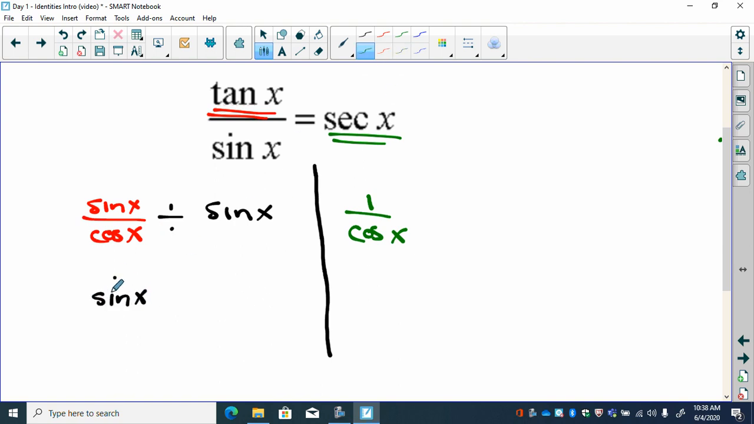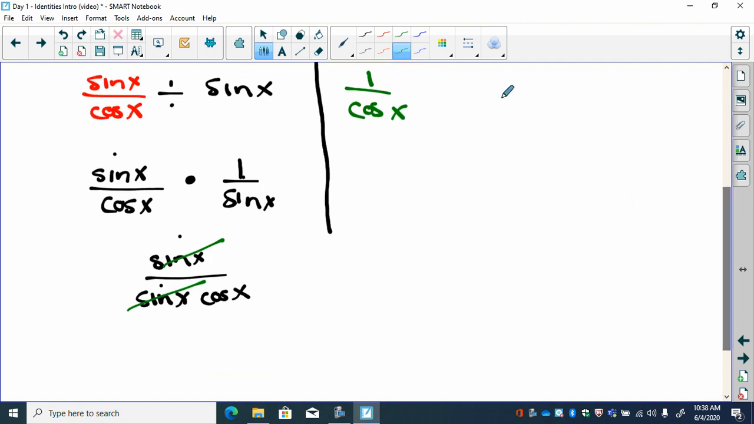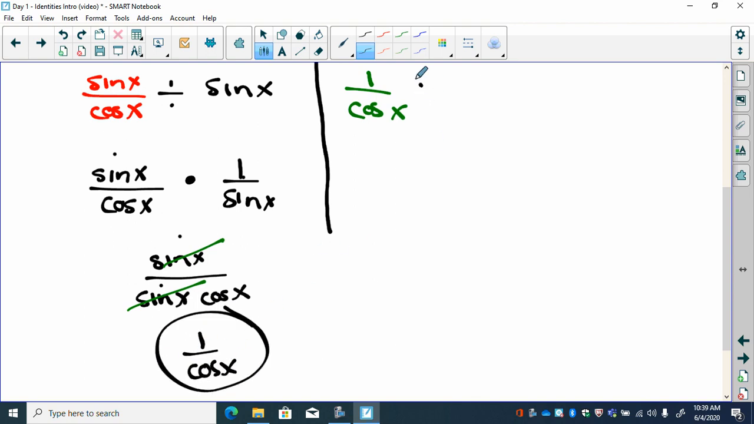Now this just becomes a simple matter of how we divide when we're working with fractions. Dividing by sine x would be the same thing as multiplying by the reciprocal. Well, what's the reciprocal of sine x? It would be 1 over sine x. And now, if you did top by top, you'd get sine x. Sine x times 1 is sine x. Cos x times sine x, you just stick those together, sine x cos x. And these guys will divide away, and I'll be left with 1 over cos x on the left, and I do not have to go any further.